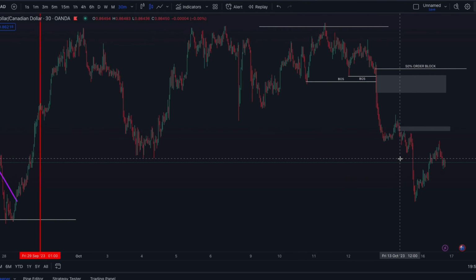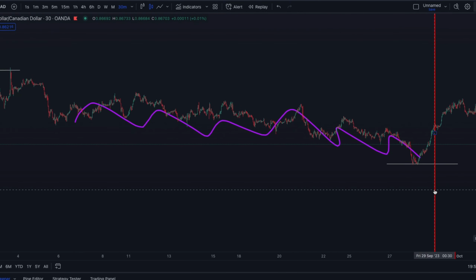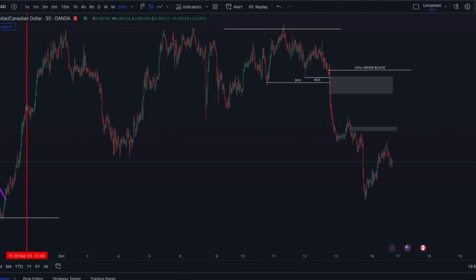Well, let's zoom out again. We're on the 30-minute time frame. We are in down structure, so I'm looking to sell for profit. Also, I'm going to give you guys another tip. This tip is about the news.